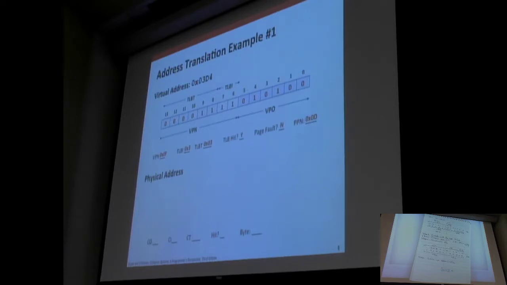Is there any relationship between the length of the physical page number and the cache tag on that one? The question is, is there any relationship between the length of the physical page number and the cache tag? This was just a complete coincidence. They don't necessarily have to line up like that. Any other questions?